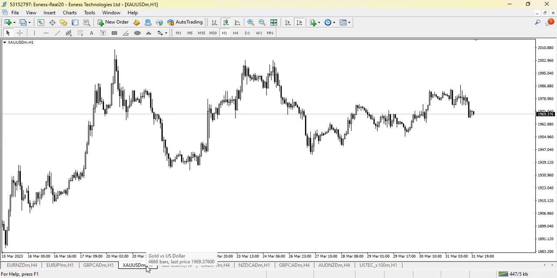Not when we trade fundamentals. I think when we trade fundamentals, they move in the same direction. But when we analyze with technical analysis, most of the time gold and NASDAQ move in the opposite direction.